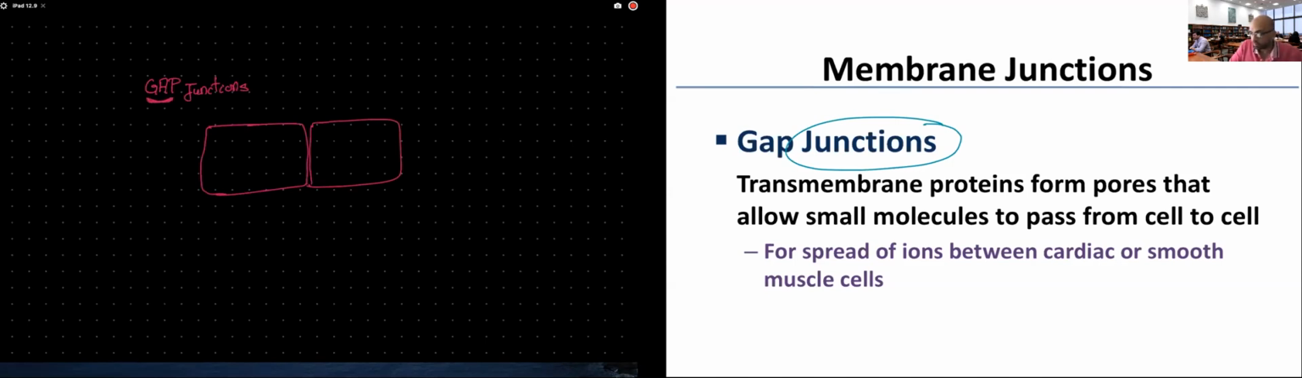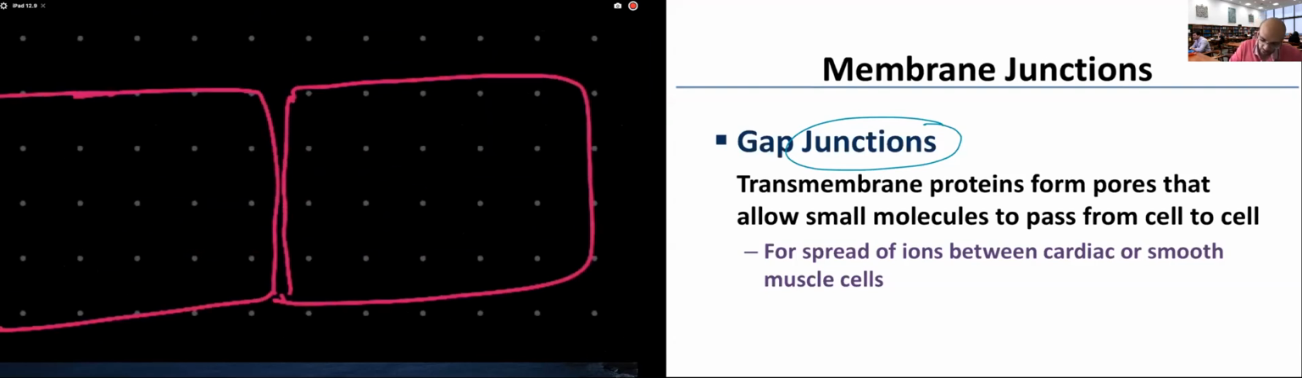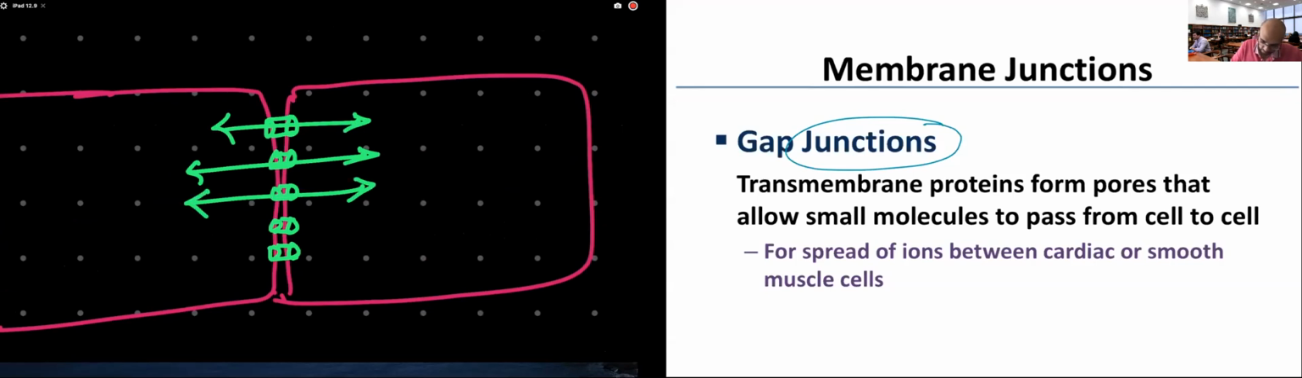Don't get confused by gap. Having a gap doesn't mean that I have a space between the cells. All right? The cells are still attached to one another, but what attaches the cells, if you see on here, are protein channels like this, which will keep the cells connected. This is what we mean by gap junctions.